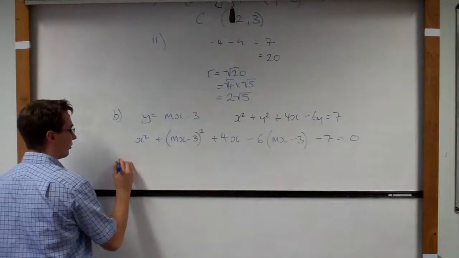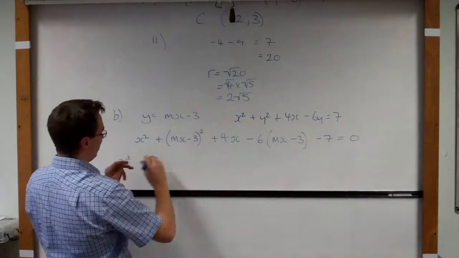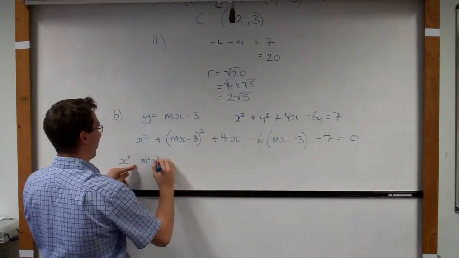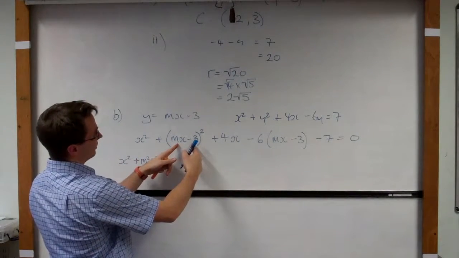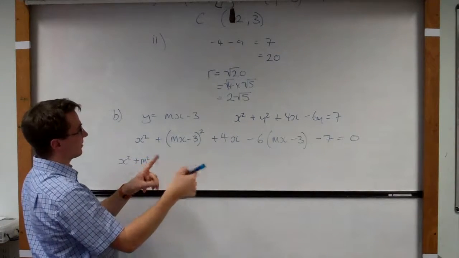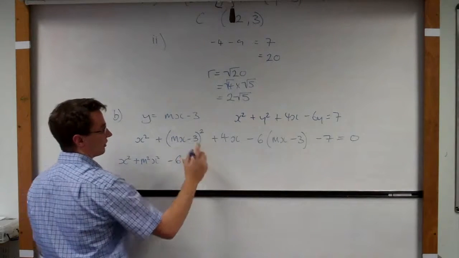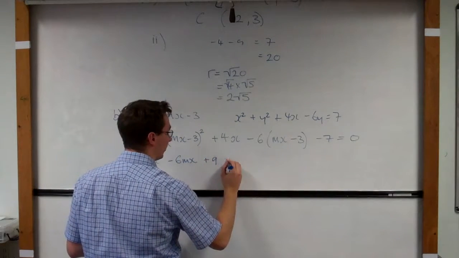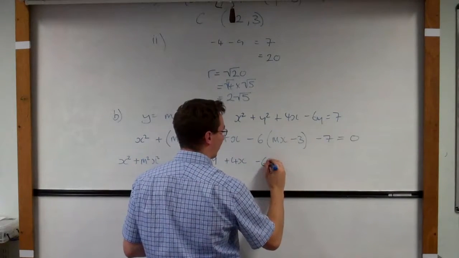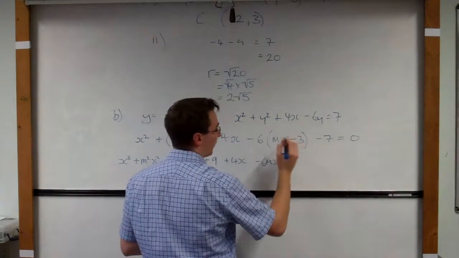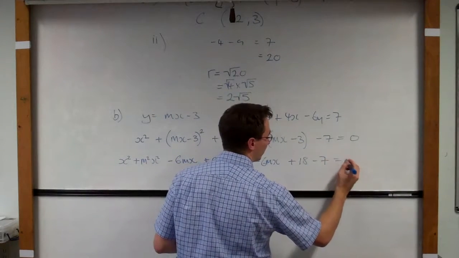Okay, so I've got x squared. From this, when I multiply this by itself, I'm going to get m squared x squared. Positive. Then, these two are going to be multiplied together, which will be minus 3mx, but I'm going to get that twice, it's going to be minus 6mx. And then I get minus 3 squared plus 9, plus 4x, which was there, and then minus 6mx again. And then minus 6 times by minus 3 plus 18, minus 7 equals 0.